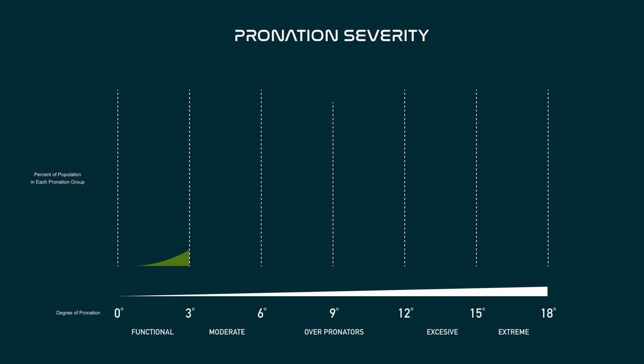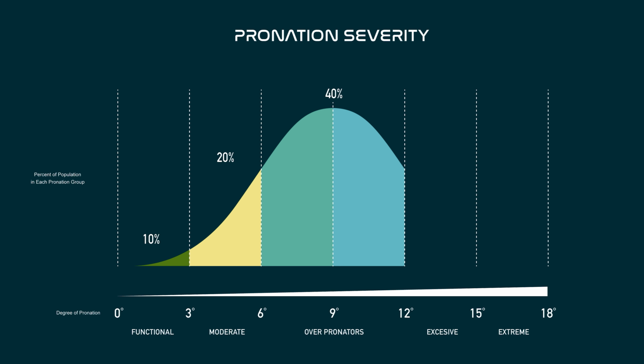0 to 2.5 is the zone that I consider, or 3 degrees, the functional zone. If you're in the 0 to 2.5 or 3 degree zone, basically you have the foot we're trying to give other people. And that represents 10% of the human population. 2.5 to 6 degrees represents 20% of the population. 6 to 12 degrees is 40% of the population. 12 to 15 degrees, again, is 20%, and 15 to 18 is, again, 10%. So it breaks it down in percentages. It ends up being a perfect bell curve of distribution.